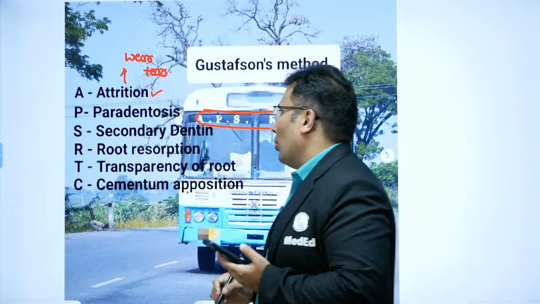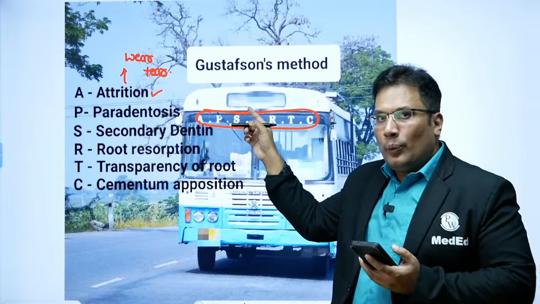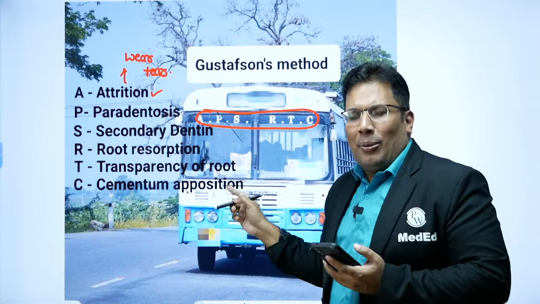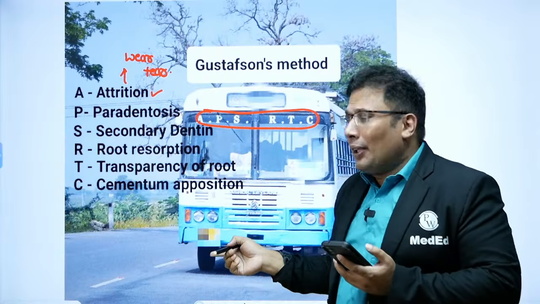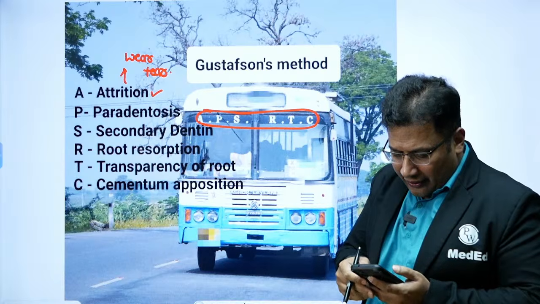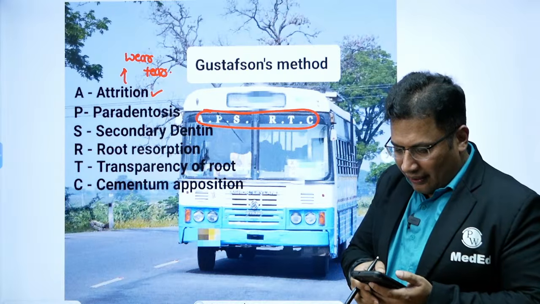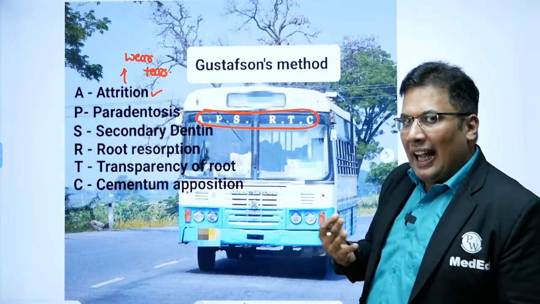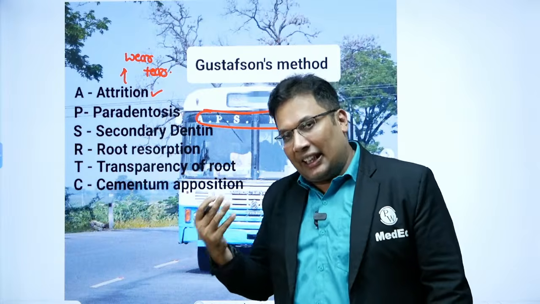So all of you write in the chat box, Gustafson is equal to APSRTC, old mnemonic, but very interesting mnemonic. Okay, keep writing, guys. So few points here and there. Attrition means wear and tear. So as age advances, there can be wear and tear.